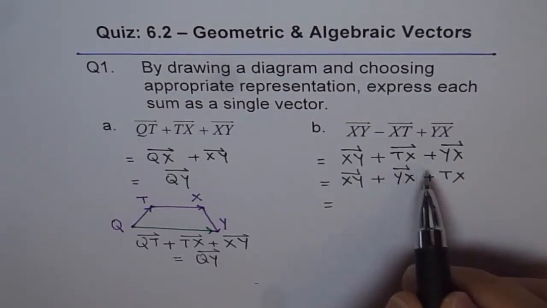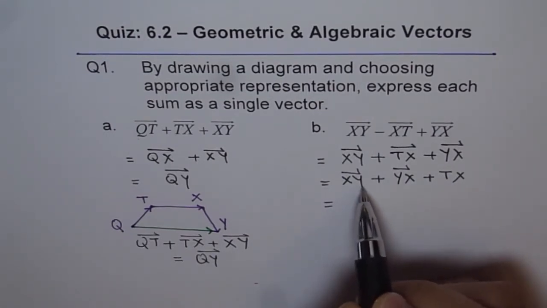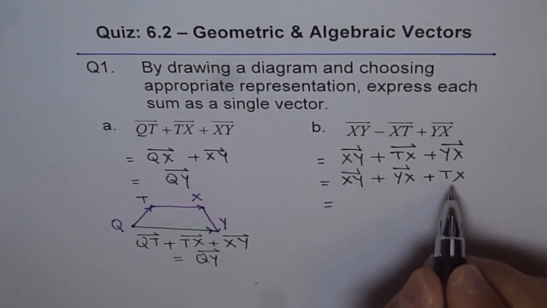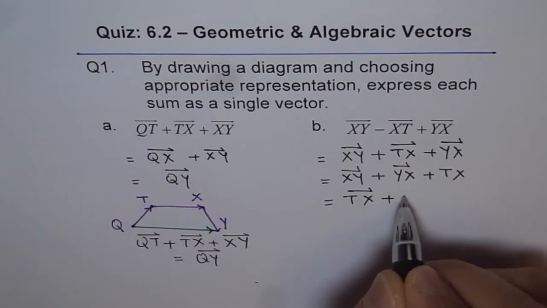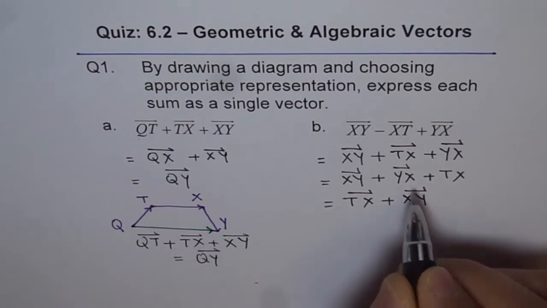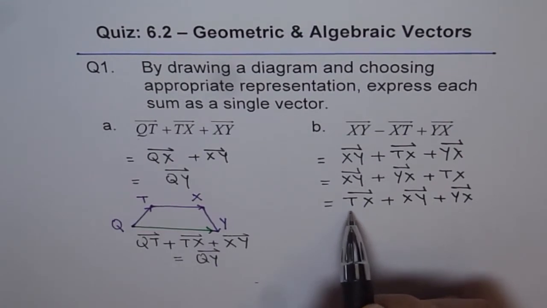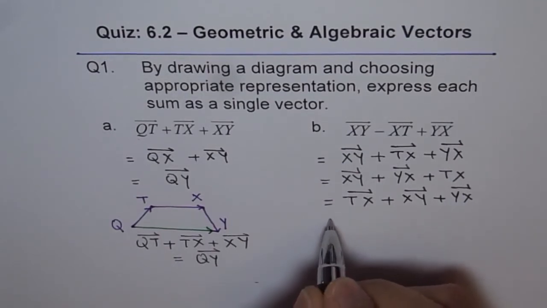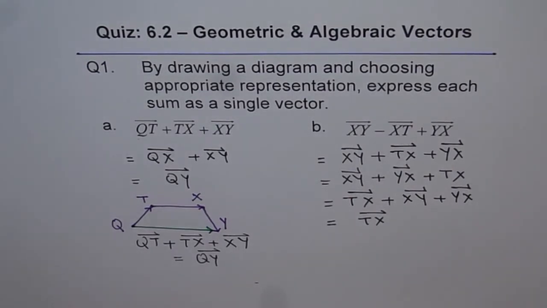Actually, we will reorganize this as TX and XY, and then from Y we can go to X. Correct? That will be better. So we'll reorganize this and write TX first. So it's TX, and then XY, and then from XY, that is you're at Y, to X, YX. So if you see, you start with T, go to X, from X to Y, and from Y to X. That means the resultant is TX. Correct? So that becomes your resultant.